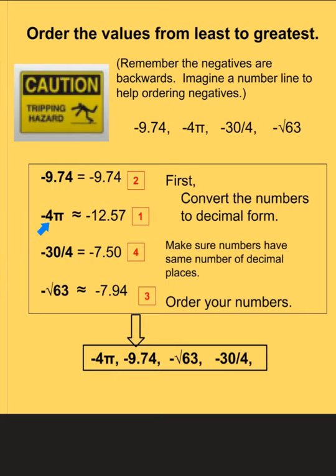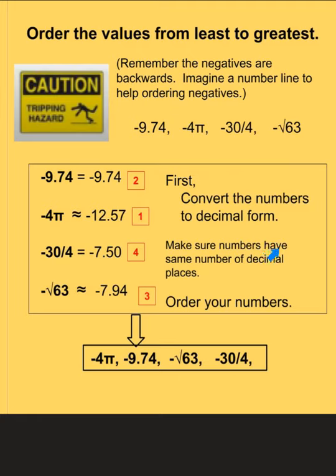Negative 4 pi, that would be negative 4 times the value of pi. The symbol here is a wavy equal sign. That's approximately equal to negative 12.57. And the reason it's approximately equal to is because this goes on a lot further. We just round to the hundredths place. Negative 30 divided by 4 came out to negative 7.5. And I added this 0 on over here.